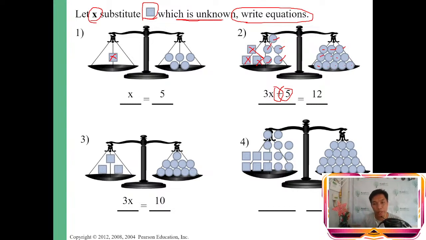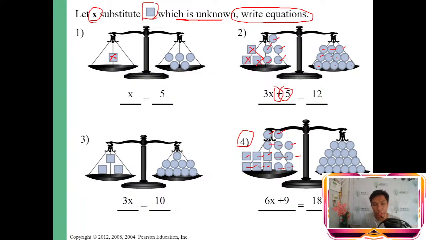All right, next one we have here. Number 4 is a little bit difficult. We have 1, 2, 3, 4, 5, 6. So we have 6x, 6 times x. 6x plus how many circles? 1, 2, 3, 4, 5, 6, 7, 8, 9. So we have 6x plus 9 equals how many circles? We have 18 circles. So that is how we write the equation.